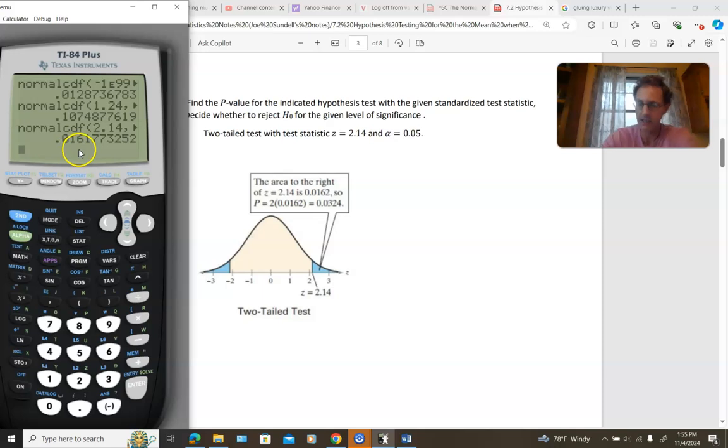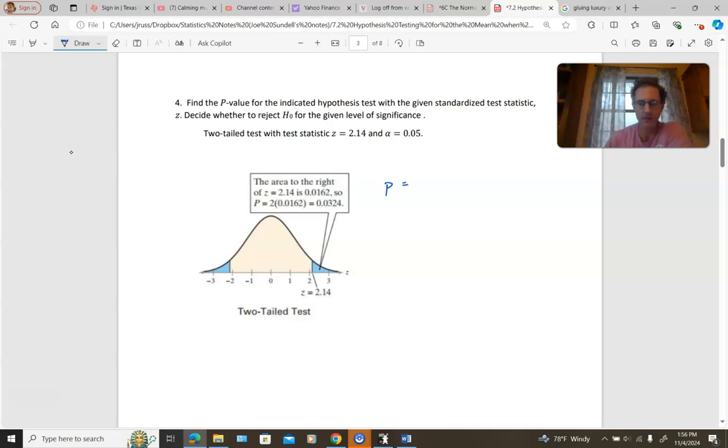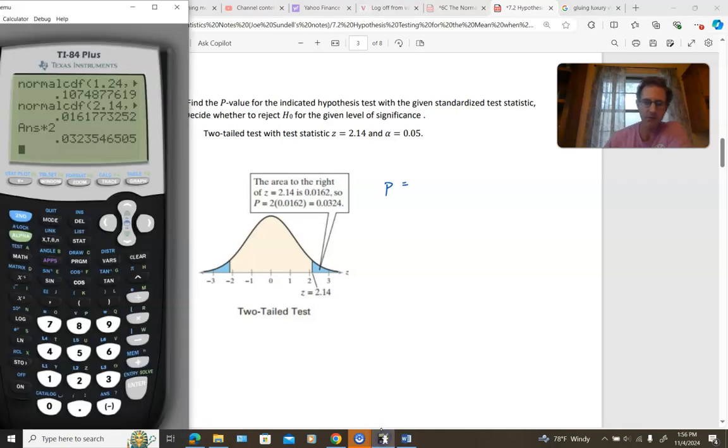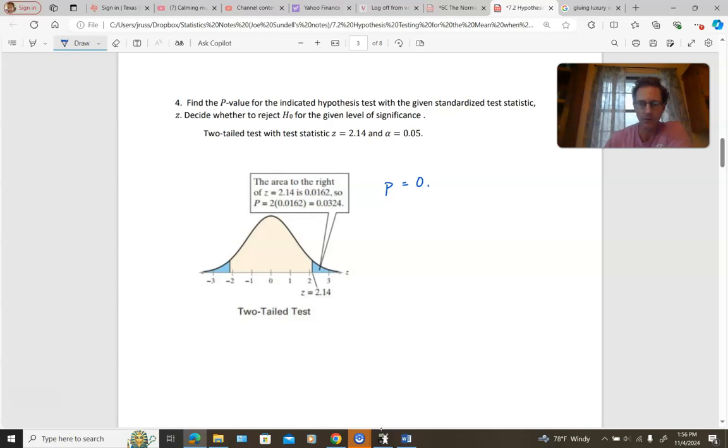Okay, so this is what I get. So since I've got this number stored in the memory of my calculator, I'm going to go ahead and double it. Okay, it'll save me an operation. All right, so I get a total value for P, the total area in both tails, of P is equal to, I could just copy it from the figure, 0.324. Whoops. 0.0324.